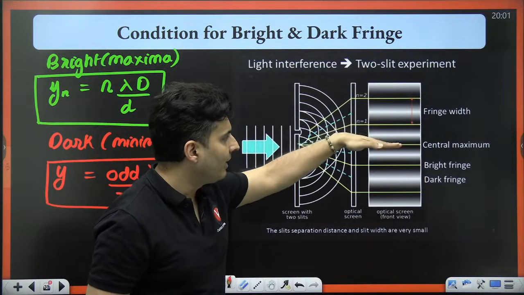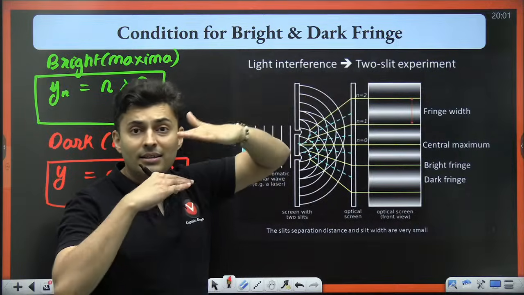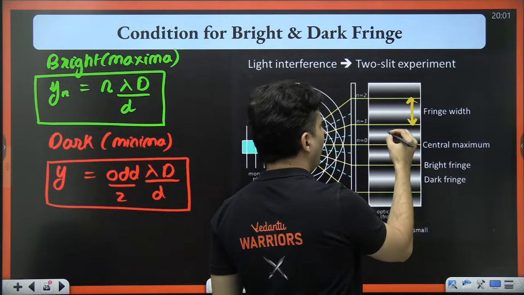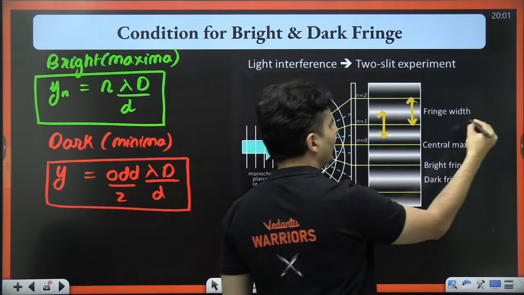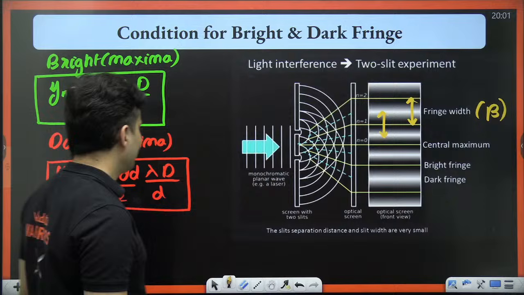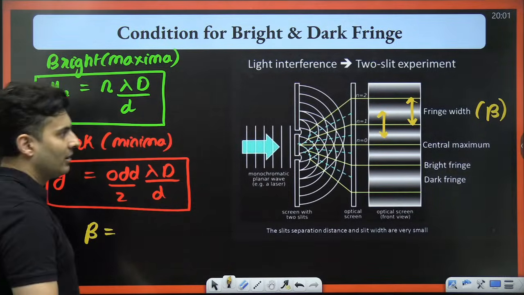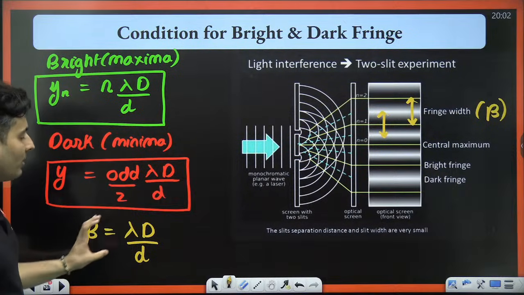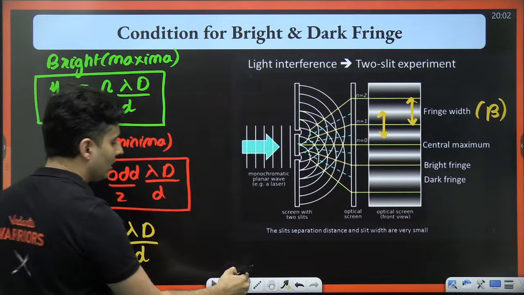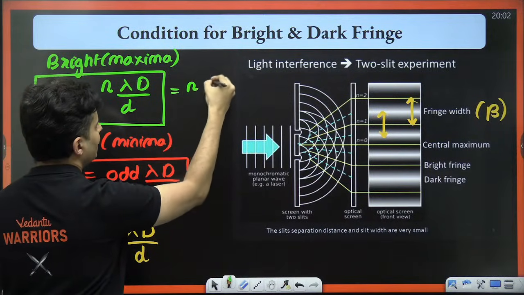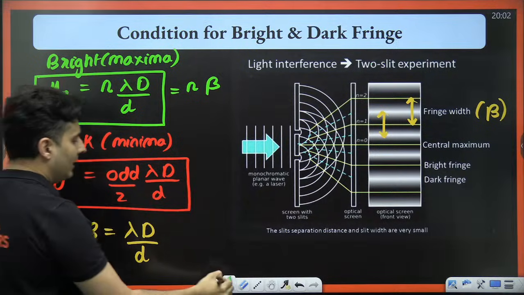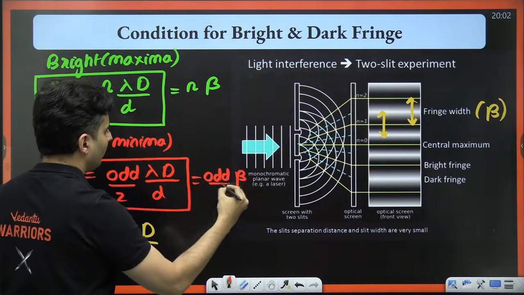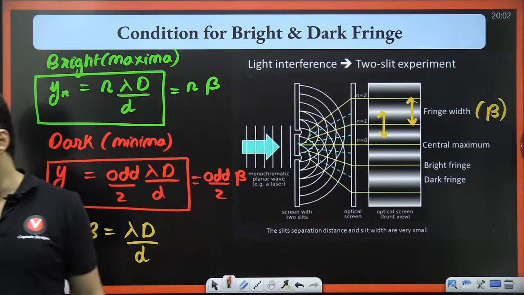Between bright to bright or dark to dark, the distance between them, between any two successive bright or any successive dark, is called the fringe width. The symbol for that is beta. What is the symbol for that? Beta. So that fringe width is given by just lambda D by d. Because of this, you can also write this formula in terms of beta. It will be n times beta because lambda D by d is beta. And the dark fringe formula, you can write as odd number times beta by 2. This is also something which you can write down.